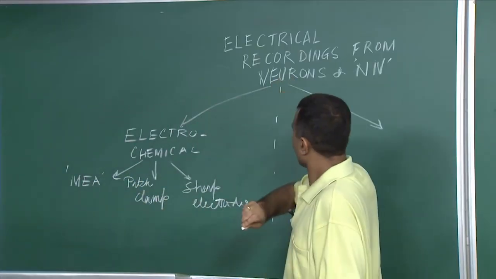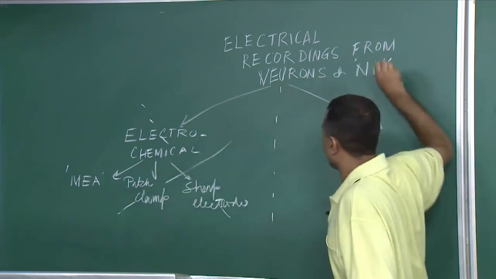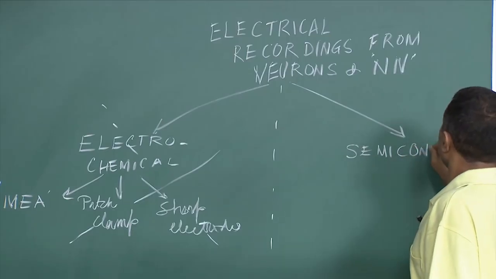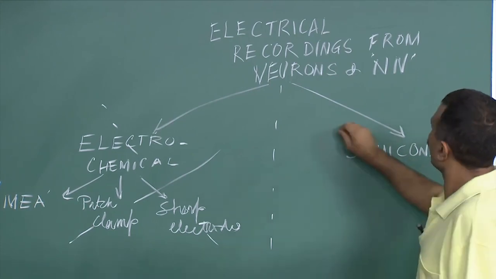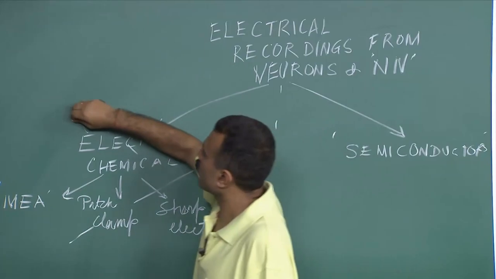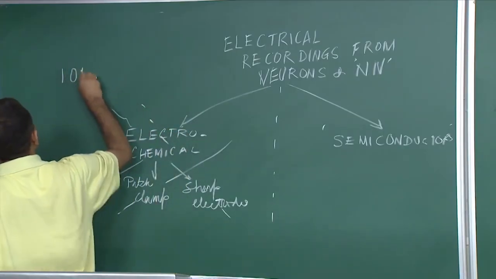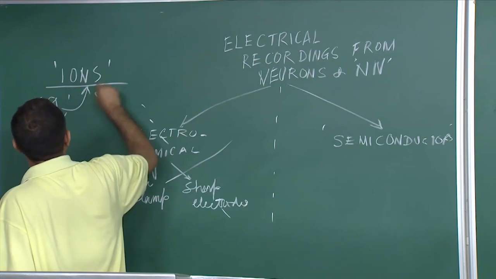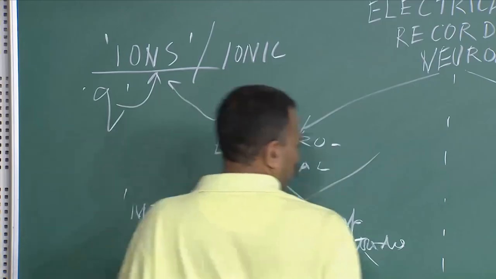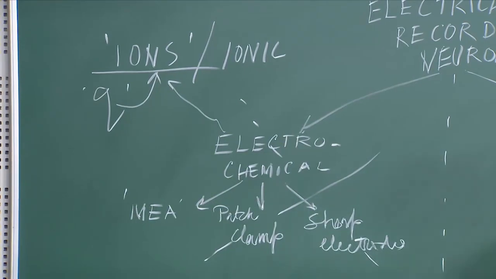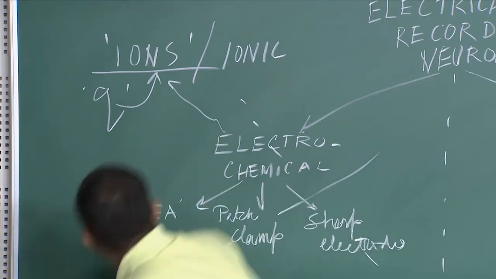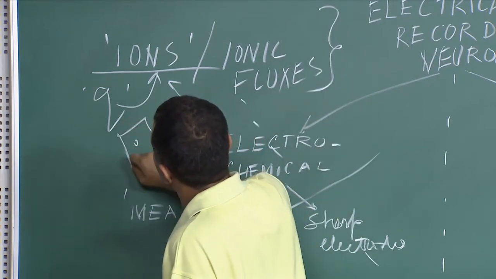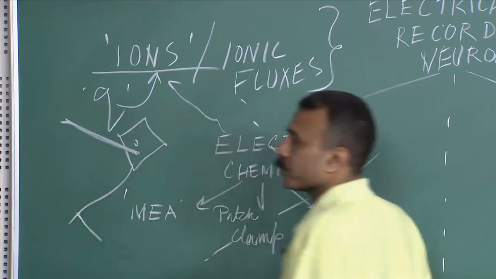Now we will be talking about a different class. This is the class we have already done. We will be talking about using semiconductors, where we are dealing with a different kind of charge transport. If you see all the electrochemical charge transport, they all involve ions. If I represent charge by Q, all the charge transport is in the form of ions, and we are dealing with ionic fluxes. So, in the neuron, we see an ionic flux, which is being detected by an electrode. This is what is happening.